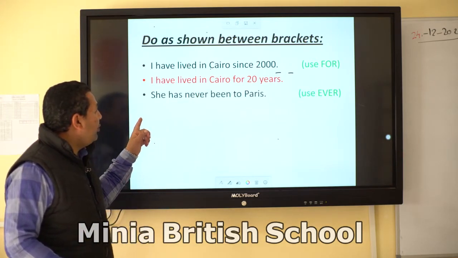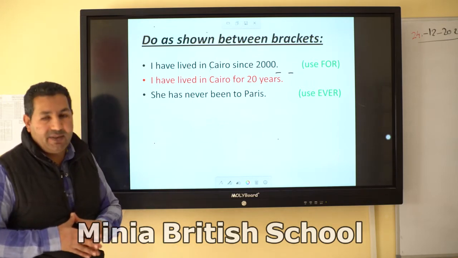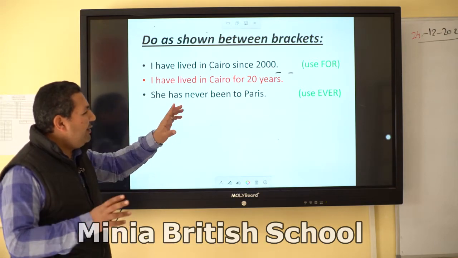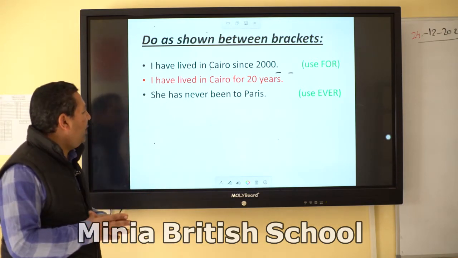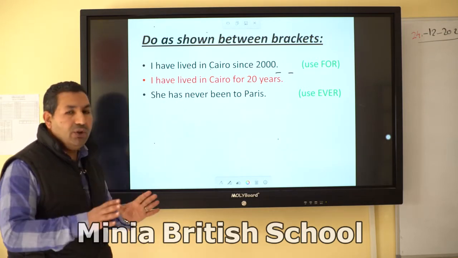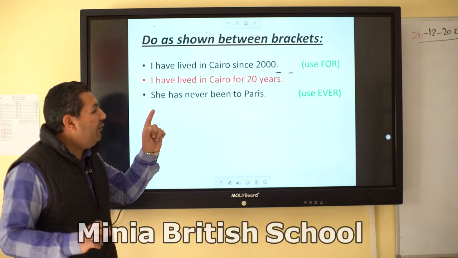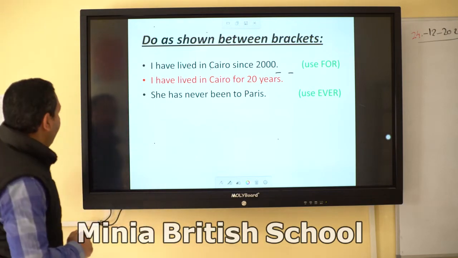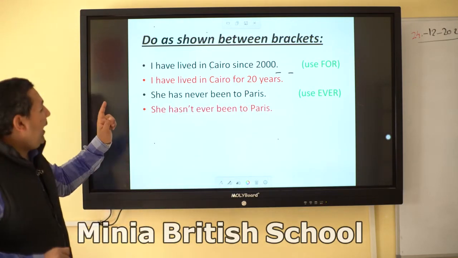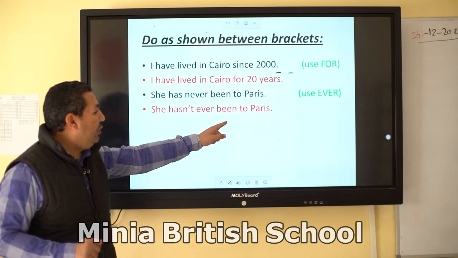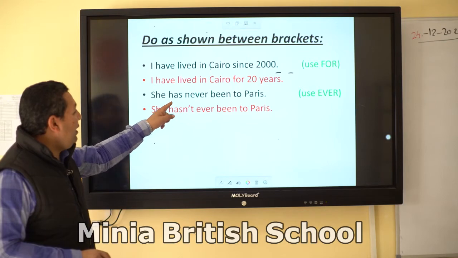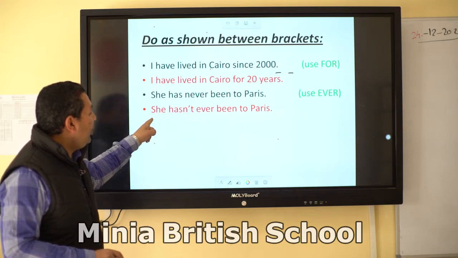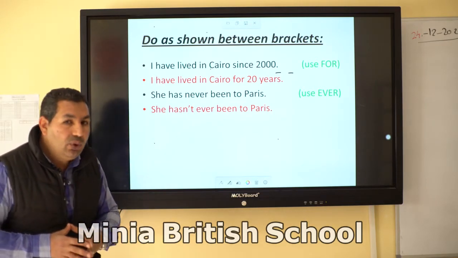The next one, she has never been to Paris. Use ever. Never and ever are almost similar to each other, but with never we don't need to use not. But if we want to use ever, we must use not in the sentence. So let's check. She hasn't ever been to Paris, or she has never been. If we want to use ever instead of never, it should be she hasn't ever been to Paris.